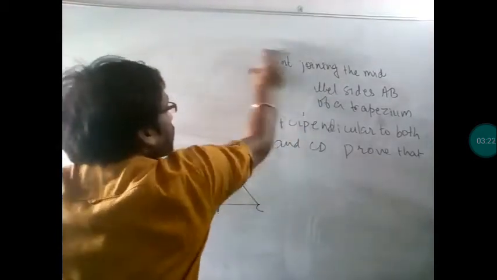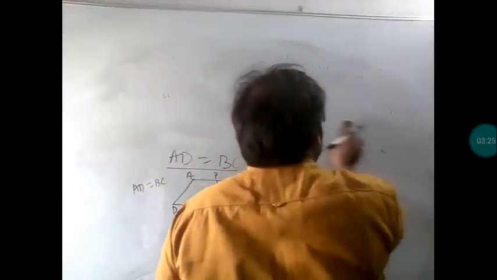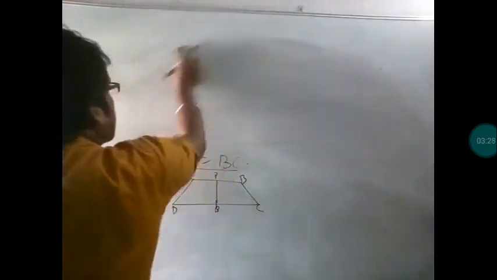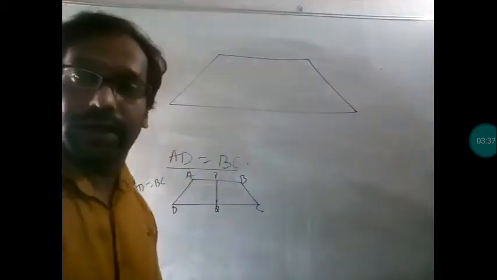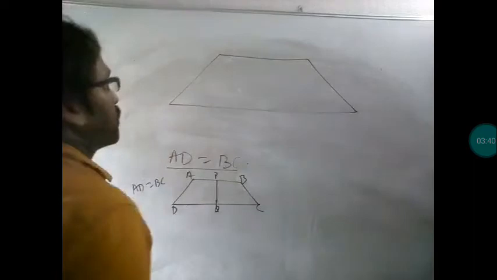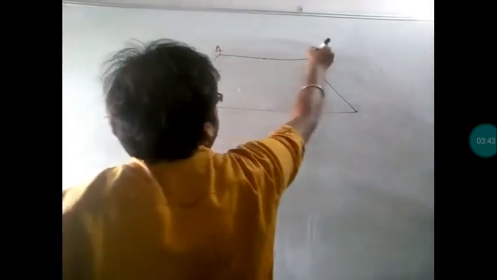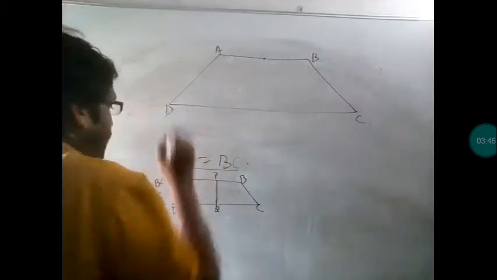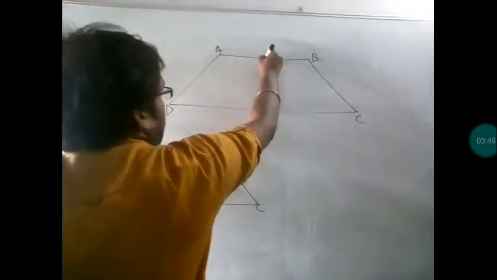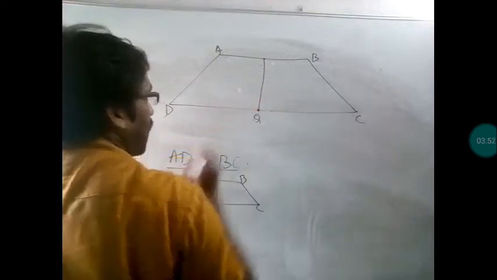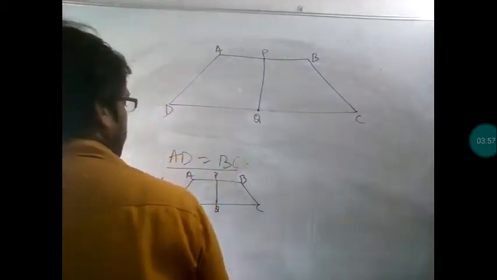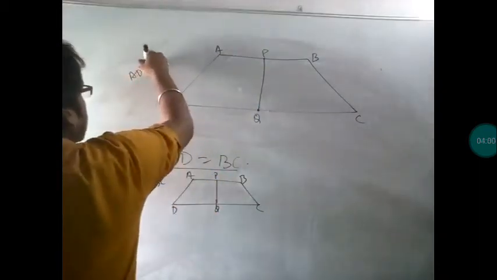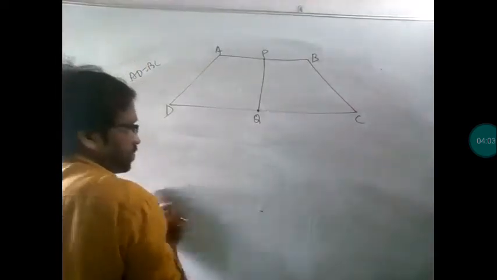Now I will draw the main figure. This same figure I will draw, but in a larger size. I have not changed anything else, only the size. ABCD. And P and Q are the midpoints. Q is the midpoint of CD, P is the midpoint of AB. AD is equal to BC we have to prove.